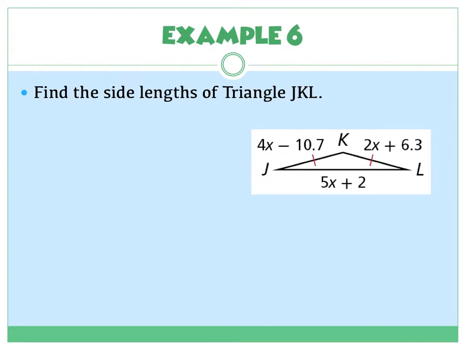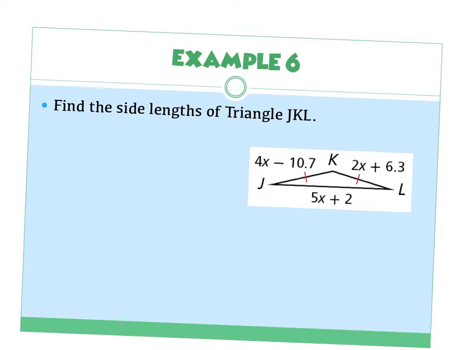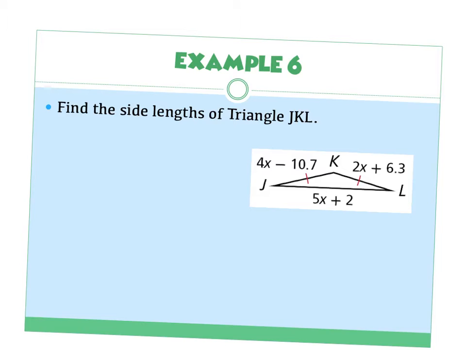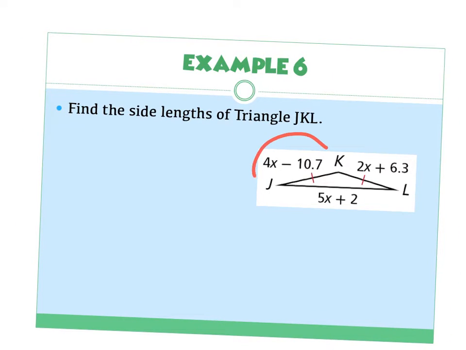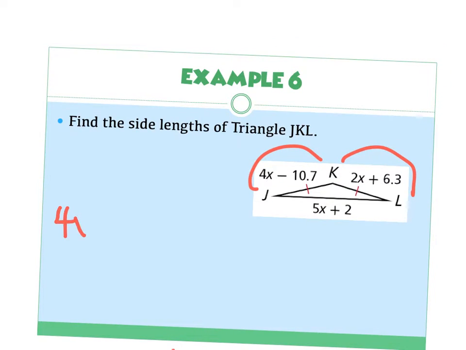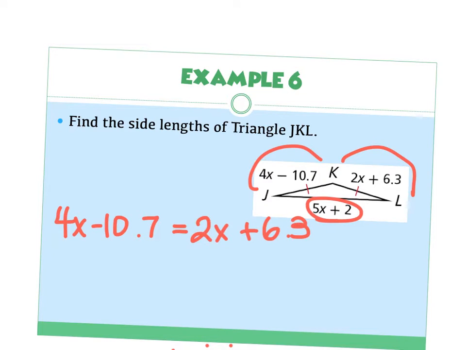And now look at this one. So it says to find the side length of triangle JKL. So we're bringing back in your algebra skills, right? So if you look at this diagram, what do I know about this triangle? It's isosceles. The two sides that are marked as congruent are JK and KL. So I would set those two equal to each other. 4x minus 10.7 would equal 2x plus 6.3.